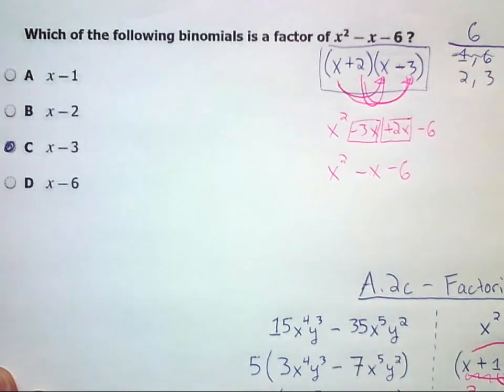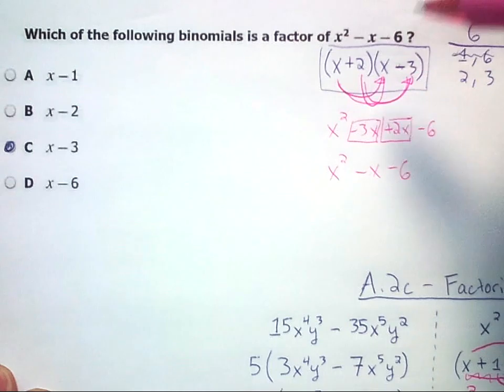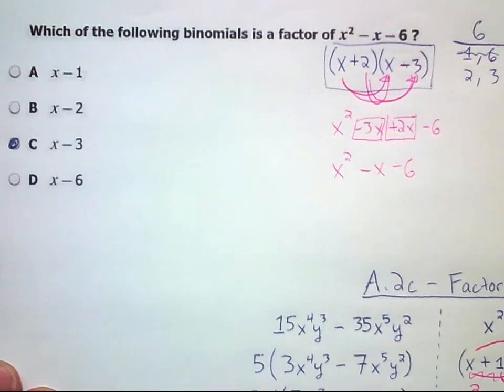It's important you check to make sure your 2 binomials multiply out to the original polynomial. You wouldn't want to make a mistake.